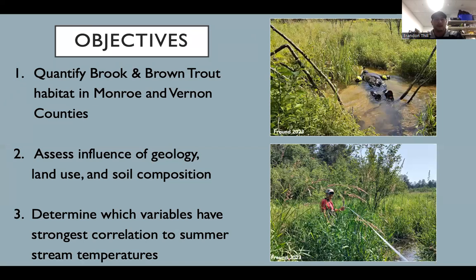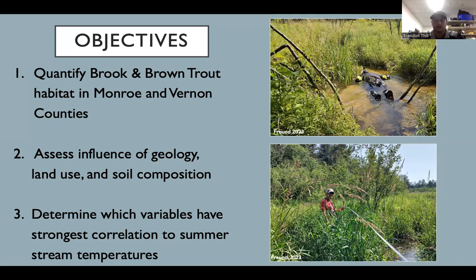So to talk about my objectives for my research as a whole, we had 3 of them. The first, to quantify brook and brown trout habitat in Monroe and Vernon counties. The second, to assess the influence of geology, land use, and that soil composition. And third, to determine which variables in our streams have the strongest correlation to summer stream temperatures.